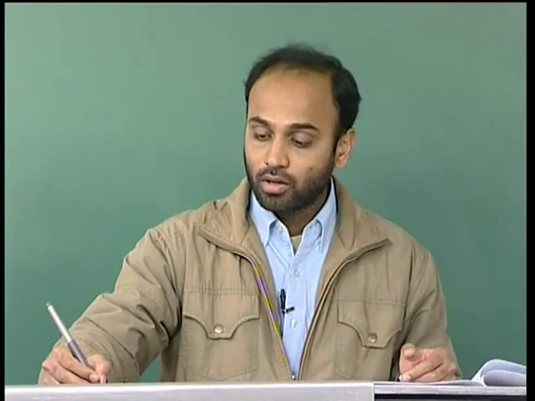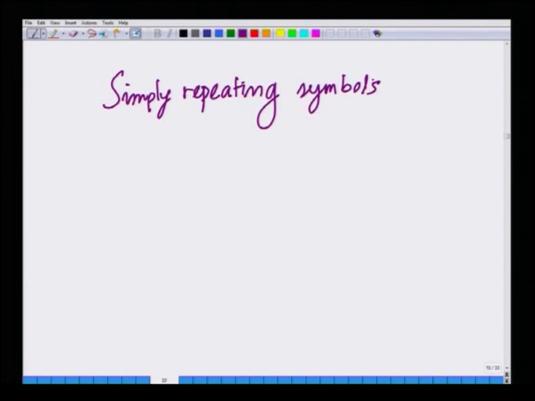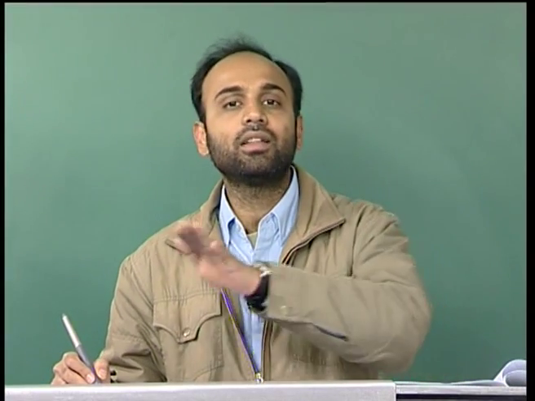So, the idea that I want to bring about here is that simply repeating information symbols, repeating symbols, does not, that is the keyword, does not constitute information. Alright. What is information? Information is new symbols that the receiver has not seen before, which encodes information. If I am simply repeating the same symbols, there is no information.